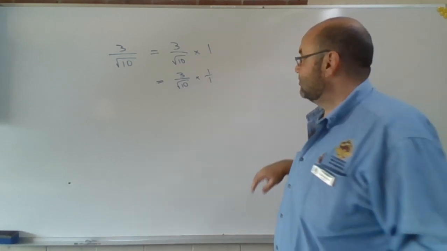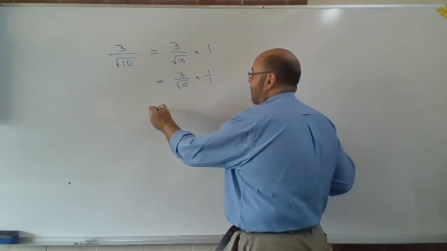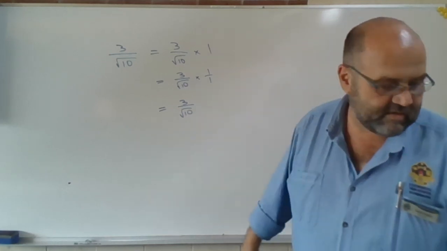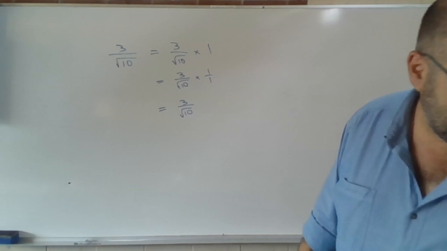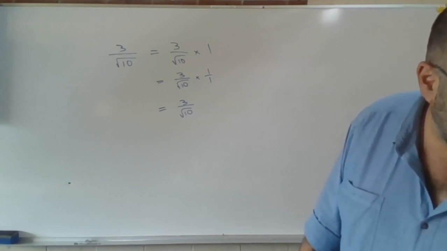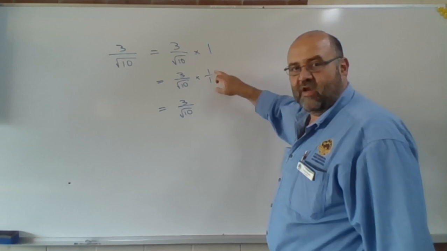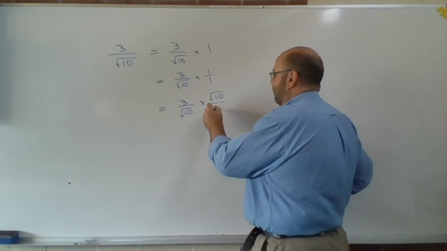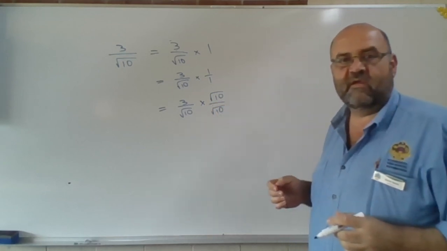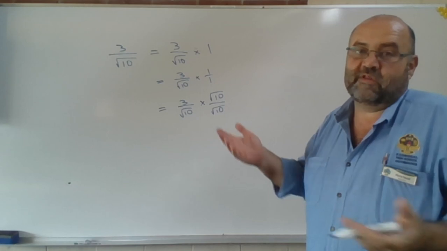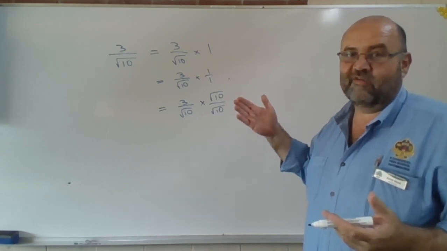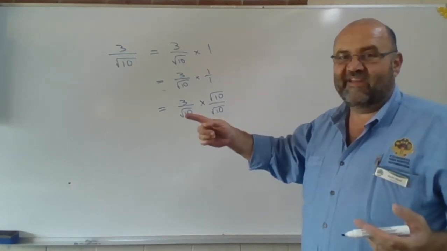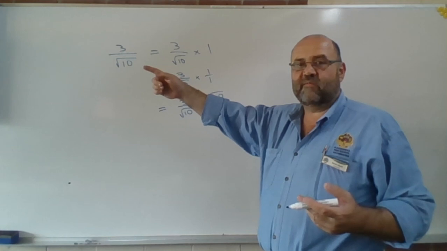So what I'm going to do is change this 1 over 1 into root 10 over root 10. Root 10 over root 10 is 1, right? Because you get one thing divided by itself, and the answer is going to be 1. So far, this thing here is exactly the same as what we started with.